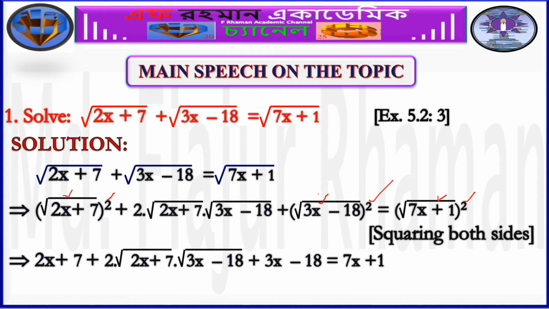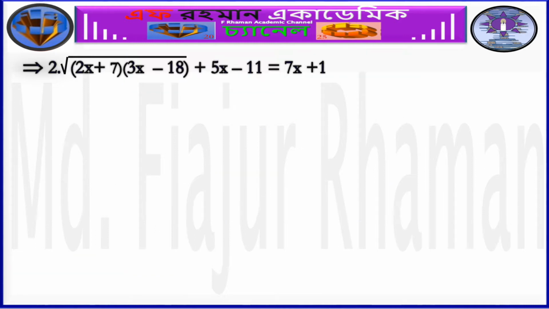2x plus 3x is equal to 5x. 7 minus 18 is equal to minus 11. Square root of 2x plus 7 into square root of 3x minus 18 is equal to square root of 2x plus 7 into 3x minus 18. That's why this equation implies that 2 into square root of 2x plus 7 into 3x minus 18 plus 5x minus 11 is equal to 7x plus 1.